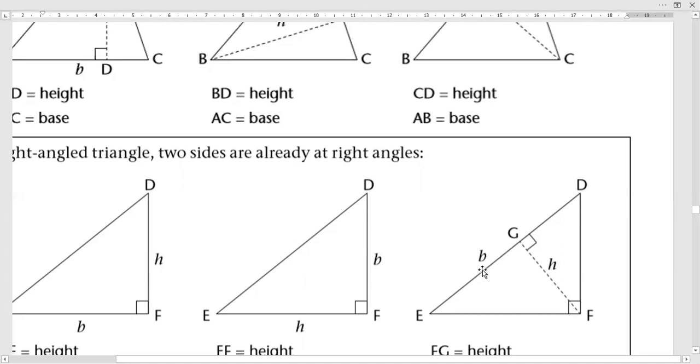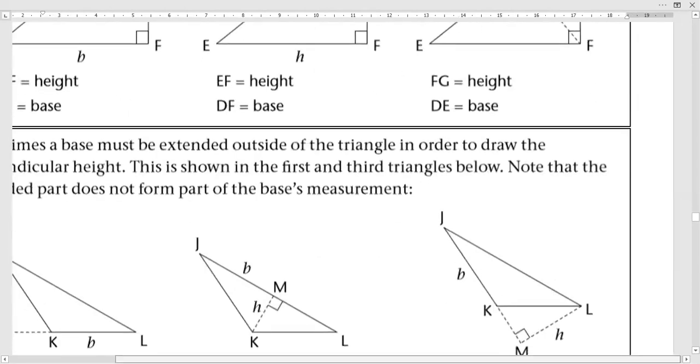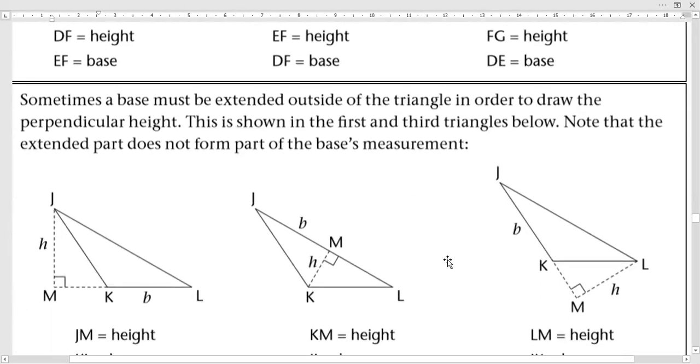And my base is GE. And my height is GF. Okay. Cool. Moving on. Then you get these weird triangles.